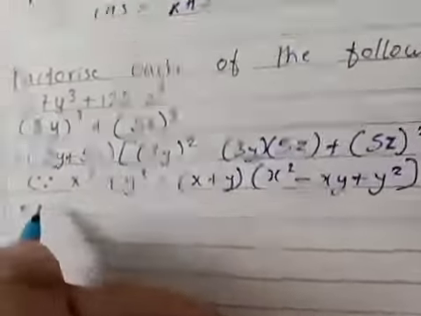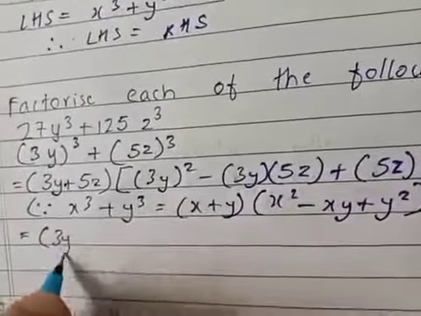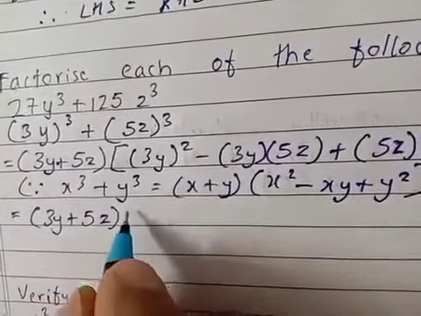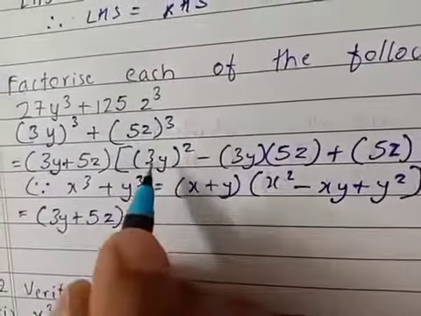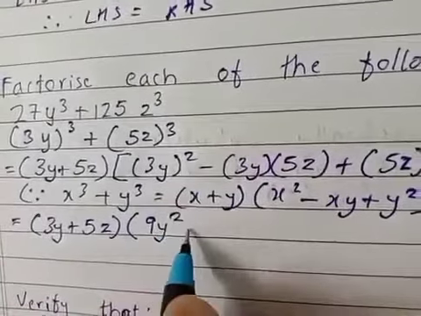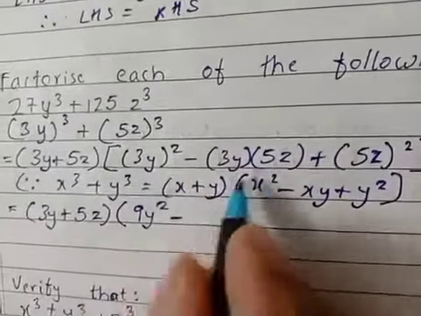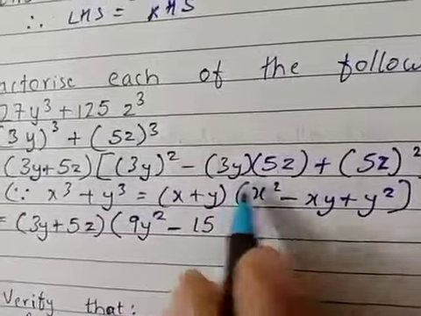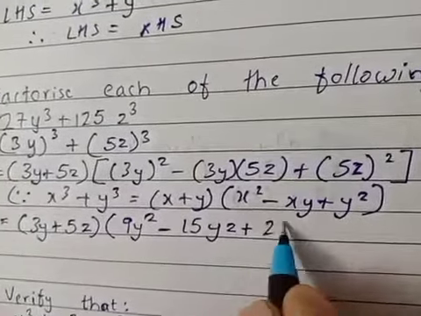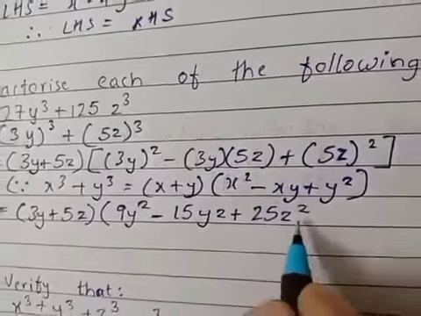Now this will be (3y plus 5z) into, now if we open this bracket, what will be? 3 square is 9, y into y is y square, sign will remain same, 3 fives are 15, y into z is yz, plus 5 into 5 is 25z square.